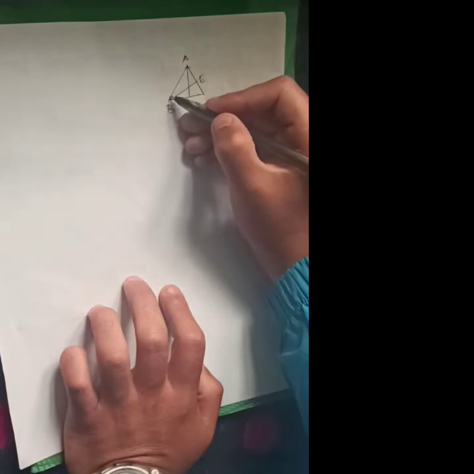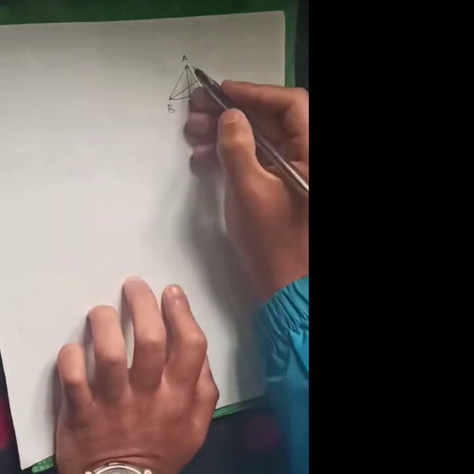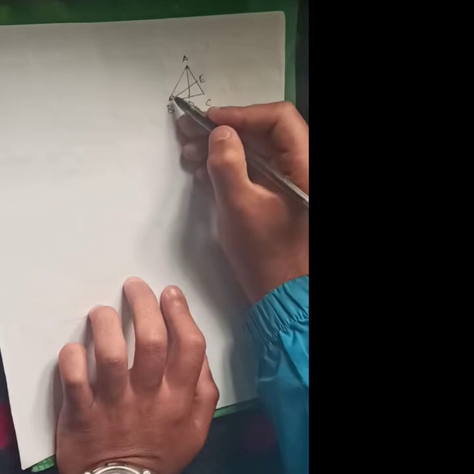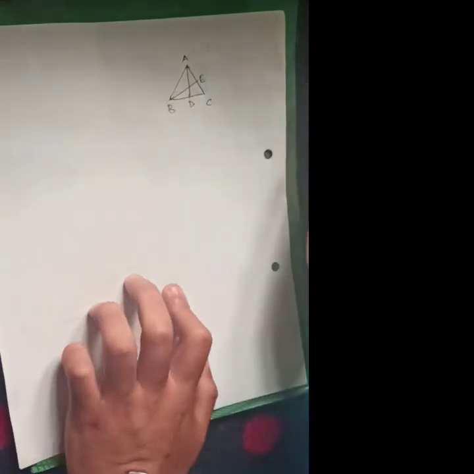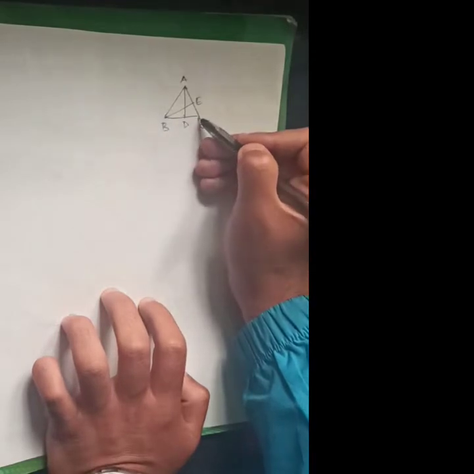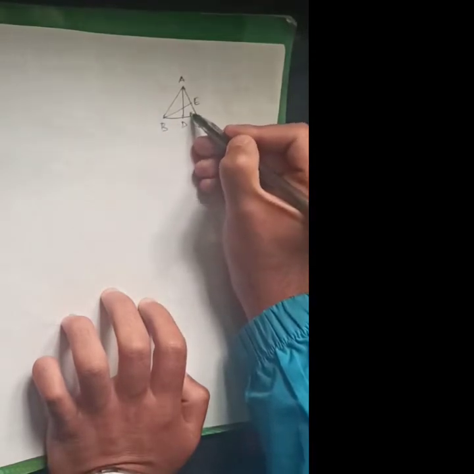Now take the last side AB as base. So when AB is base, what is its height? Draw the perpendicular on this AB from opposite vertex. What is the opposite vertex of AB? Here you can see that AB, its opposite vertex is C. So draw the perpendicular. I will draw a perpendicular.